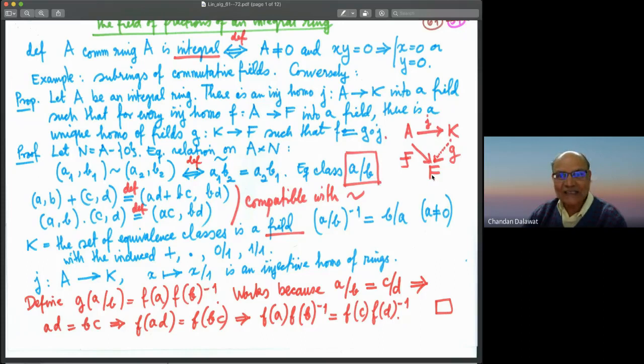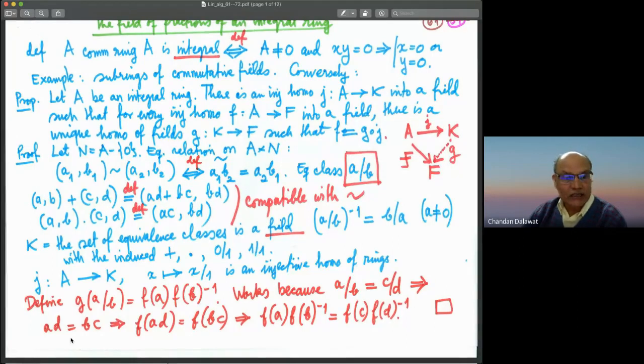And the inverse exists because this capital F is a field. But the definition has to be shown to be independent of the choices we have made, that is, the choices of representatives A and B. In other words, I have to check that if A upon B is equal to C upon D, then this F(A)F(B) inverse is equal to F(C)F(D) inverse.